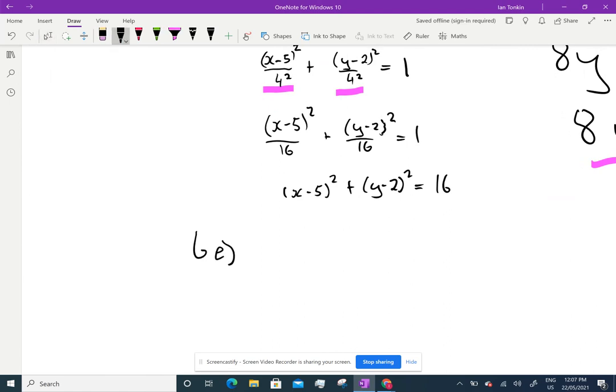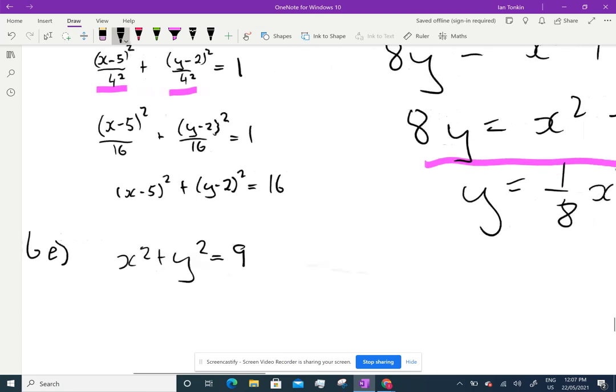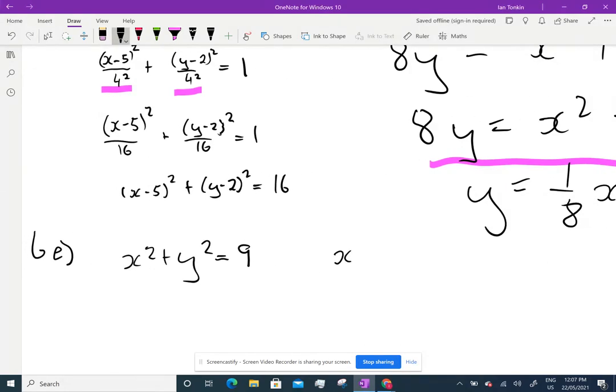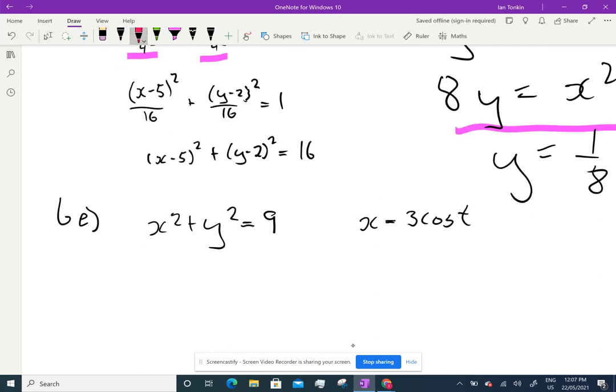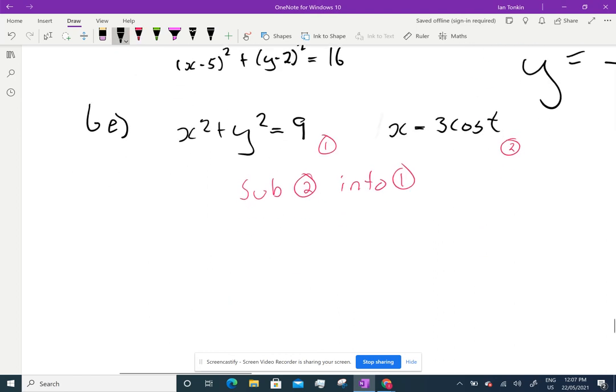6E, which is writing in parametric form. So I've got x squared plus y squared equals 9. And they give me x equals 3 cos t. Well, again, I've got two equations. I'm going to call this 1, I'm going to call this 2. And I'm going to sub 2 into 1. Now watch what happens.